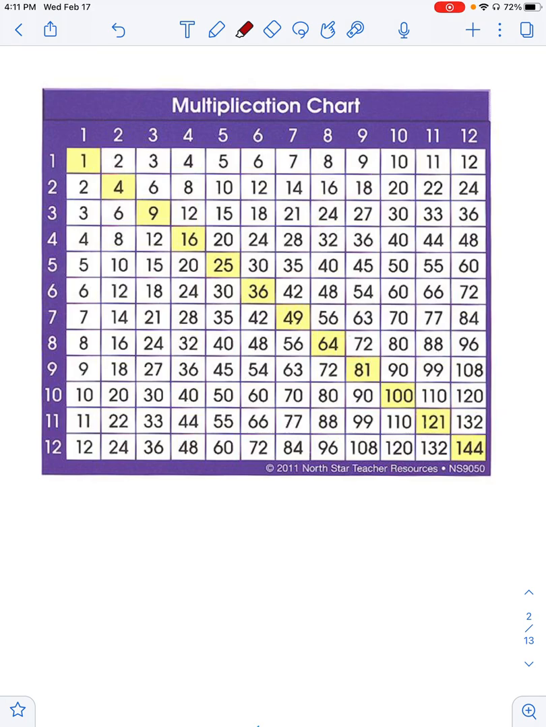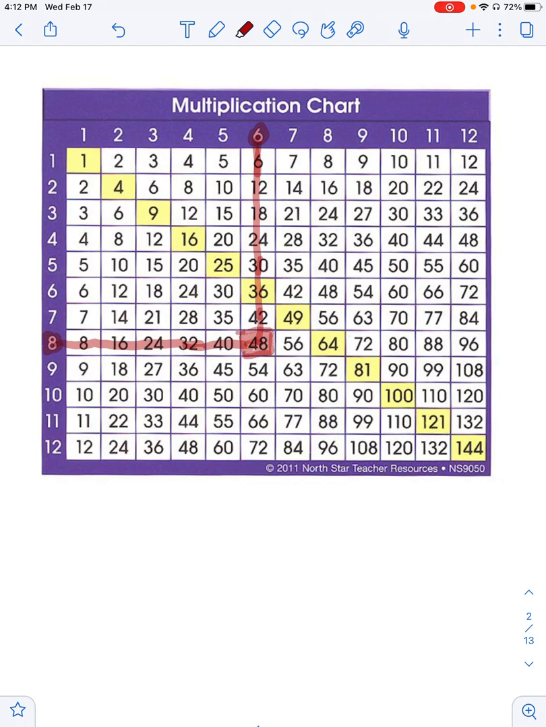Here, let me show you. Let's say you were trying to find the answer to 6 times 8. You're going to put one finger on the 6 and your other finger on the side where it says 8. Then you're going to trace your finger downwards with the 6 at the same time that you're tracing your finger across with the 8. Wherever the two lines meet up, that's your answer.